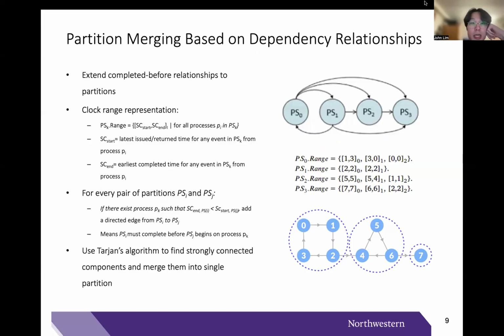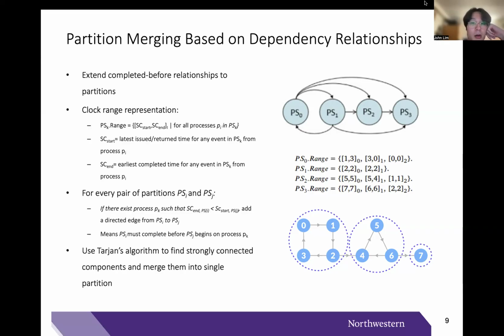So now we understand the completed before relationship. We want to extend completed before relationships to the partitions, the preliminary partition we built before, and we create the final partition. Before building the dependency relationship graph, we want to first talk about the clock range representation, which is shown on the right side of the slide.